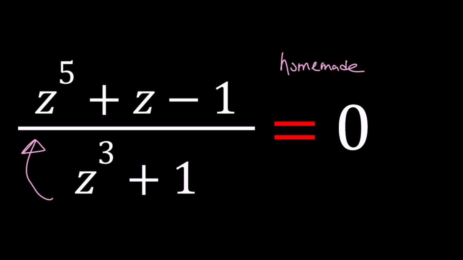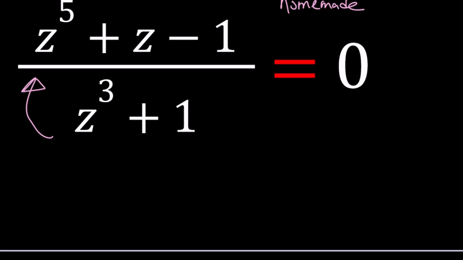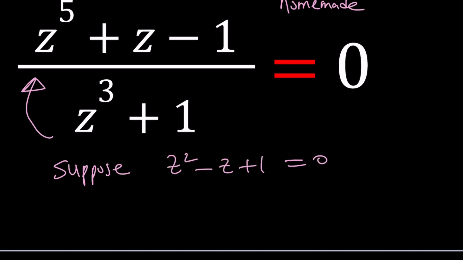So I want to start with an assumption, okay? And you might be questioning it, like, why? You'll see. Suppose z squared minus z plus 1 equals 0. Now, I'm not necessarily talking about the same z. Let's just assume that there is a complex number z for which this is true, okay? And then this implies z squared equals z minus 1.